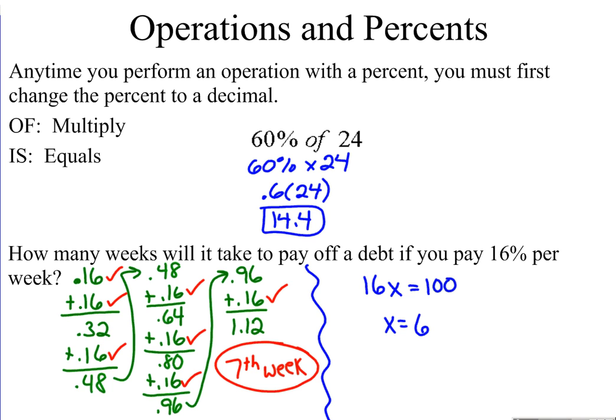We get X to be 6.25, which means it's going to take 6 1/4 weeks to pay this debt, which means it won't be paid after 6 weeks, but we get the same solution: sometime during that 7th week, our debt will be paid off.